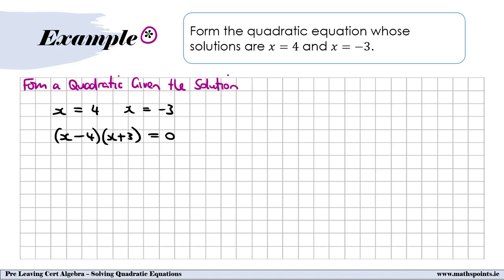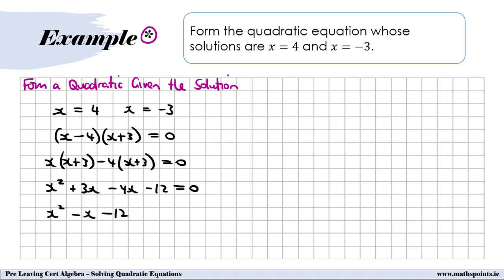If I open up the brackets, so x on x plus 3, minus 4 on x plus 3, equals 0, I get x squared plus 3x minus 4x minus 12 equals 0. The x terms tidy up in this particular one, so we have x squared minus 1x minus 12 equals 0. And so this is the quadratic equation that would give solutions of 4 and minus 3 if we did the factorization and then let each bracket equal 0.